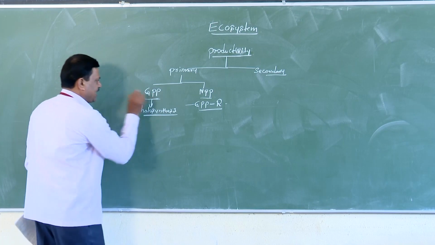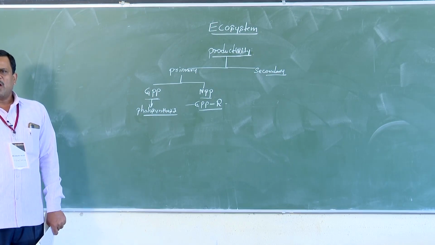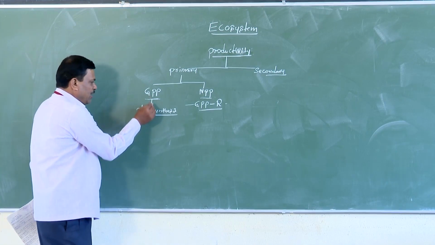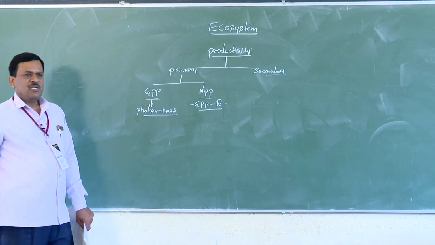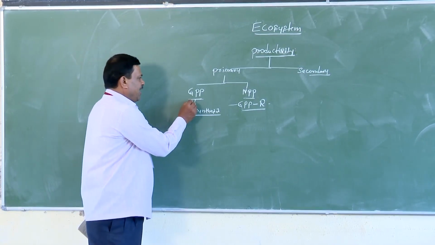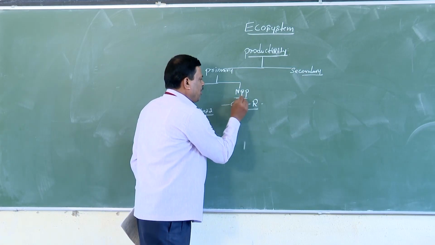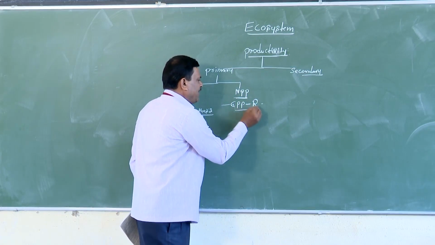Photosynthesis is called GPP, the rate of production of organic matter during photosynthesis. Plants can prepare their own food. Photosynthesis is called gross primary productivity. Next, net primary productivity, NPP, equals GPP minus R.